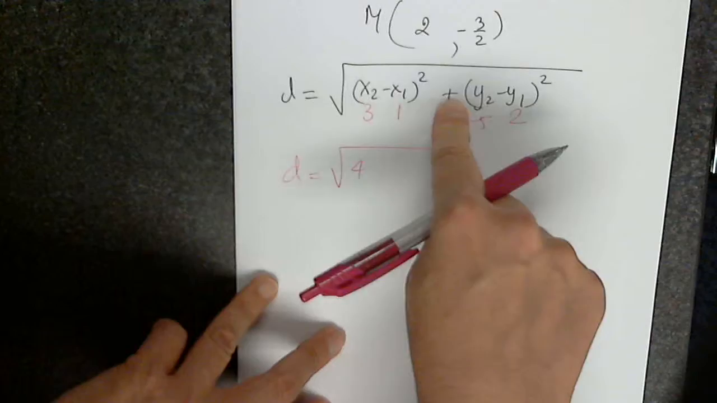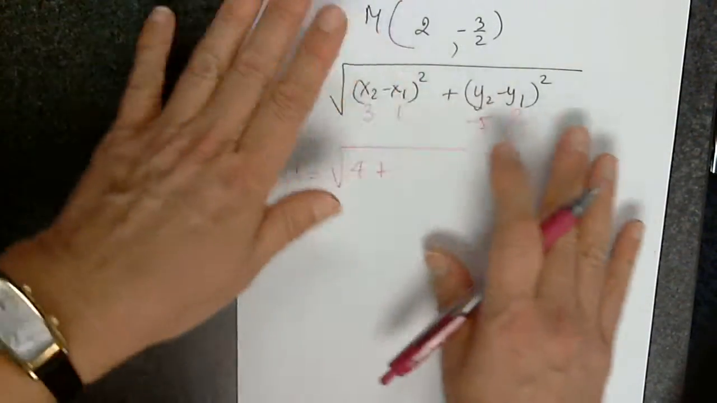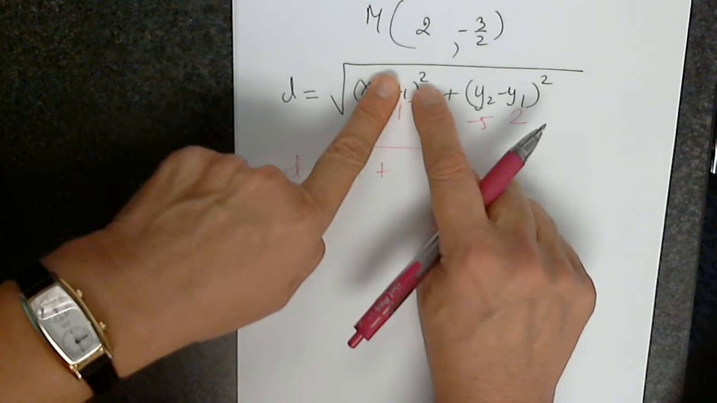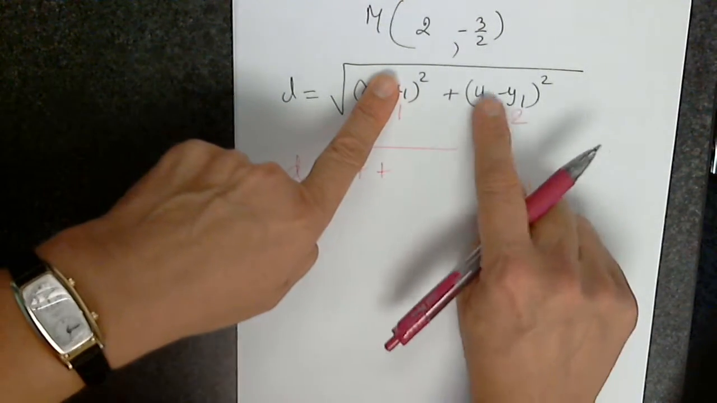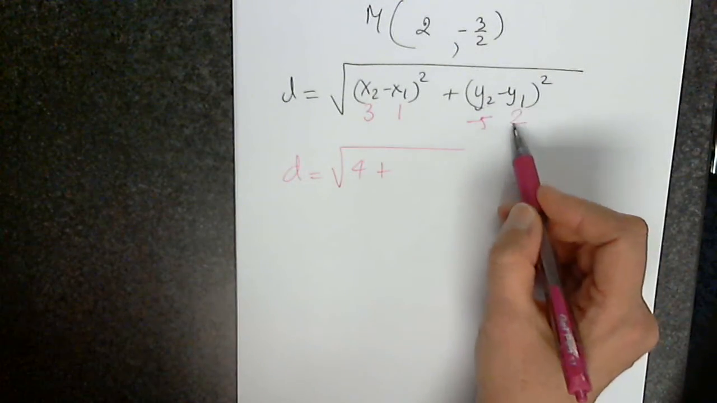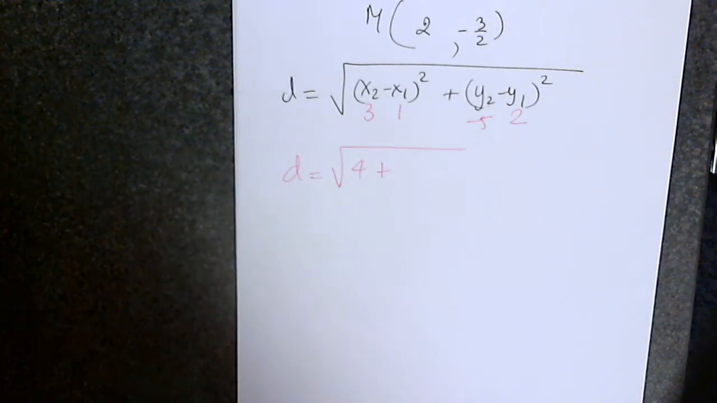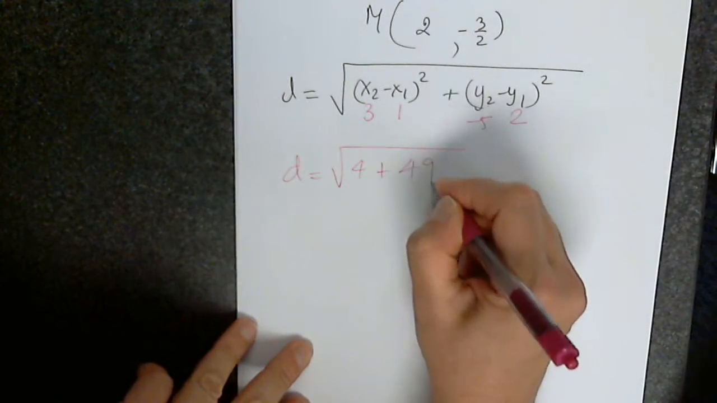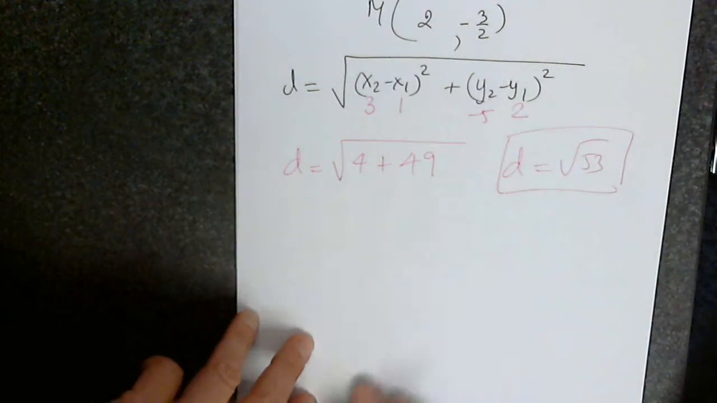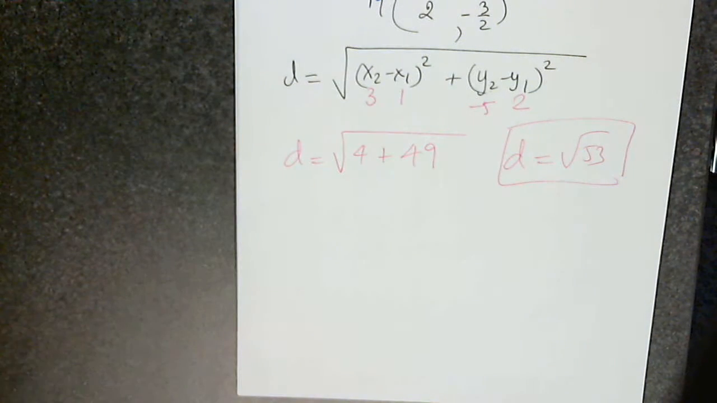I reached this point. I cannot see negative numbers under the square root because whatever you get here, you have to square it. And then you have plus. Whatever you have here, you have to square it, right? So -5 minus 2. -7 squared. That's it. So D equals the square root of 53. So the distance between these 2 points is the square root of 53, and the midpoint is 2, -3/2. Any questions?